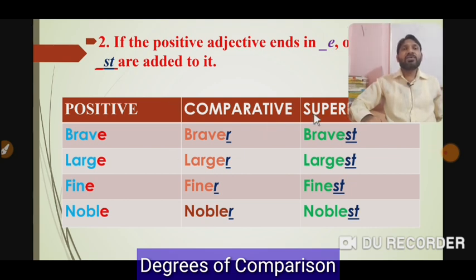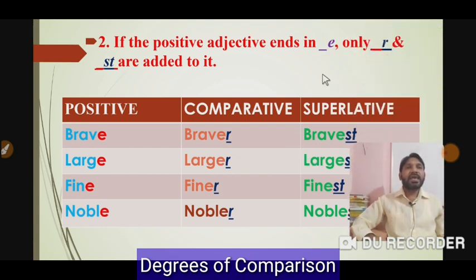Positive, comparative, superlative. Positive: B R A V E, L A R G E, F I N E, N O B L E. So all the words, or positive adjectives, end in E. So we just have to add R to form the comparative and ST to form the superlative. So brave, braver, bravest. Large, larger, largest. Fine, finer, finest. Noble, nobler, noblest. So this is again a simple way to form the comparative and superlative degree.